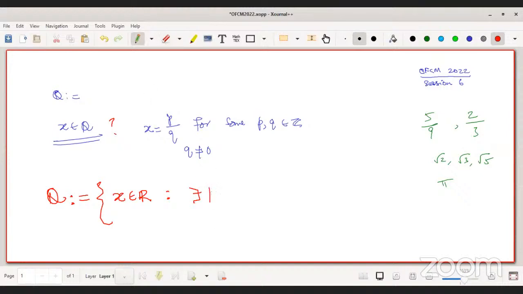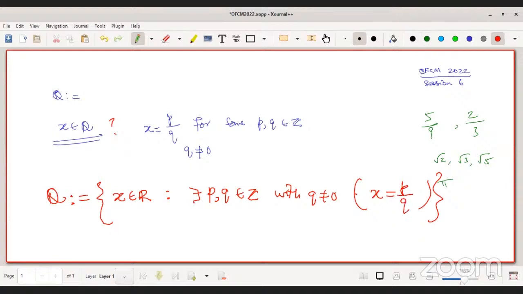Okay. And Q not equal to 0. Maybe I'll write with Q not equal to 0, such that X has what property? X equal to P by Q.